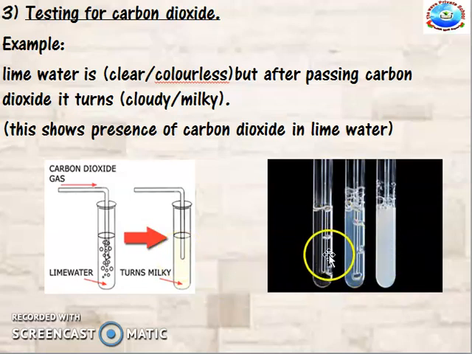See, the first test tube is a clear solution, then in the second it starts bubbling. Why? Because carbon dioxide is passed. And in the third, you can see the solution has turned fully milky. This shows the presence of carbon dioxide. Isn't it so interesting? Let us proceed to the next.